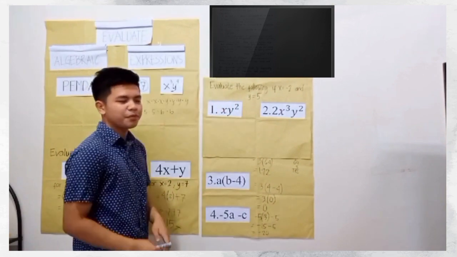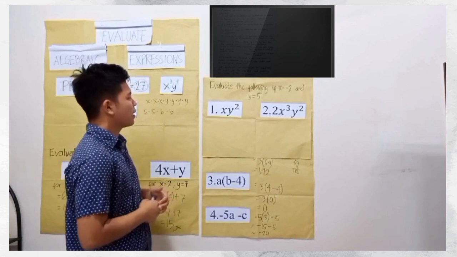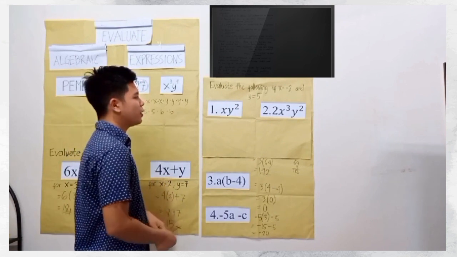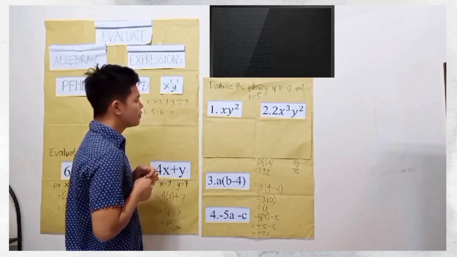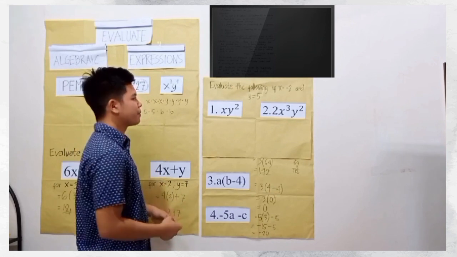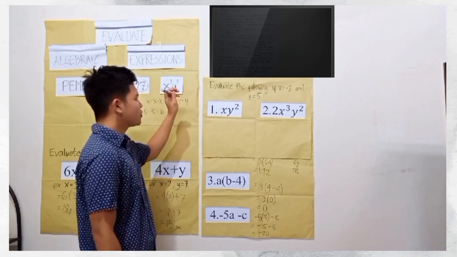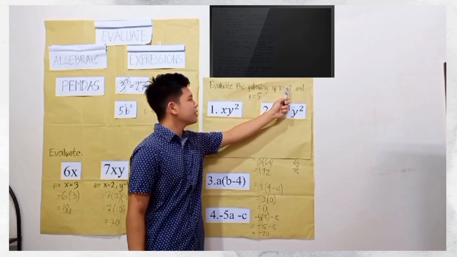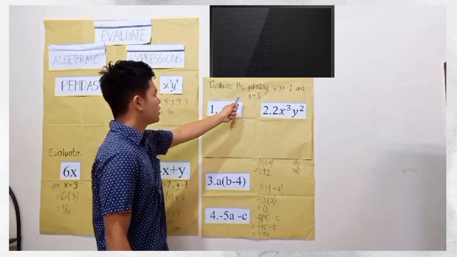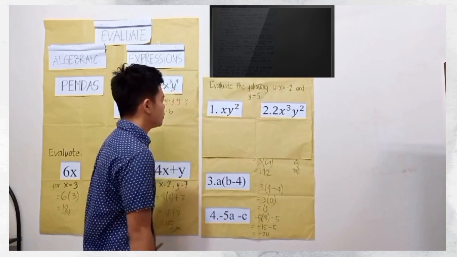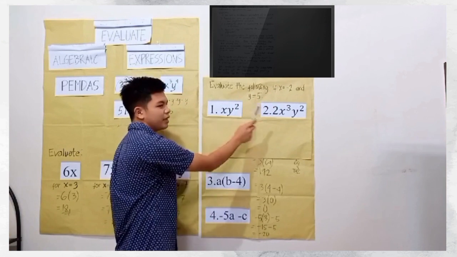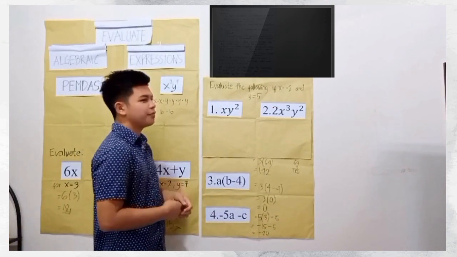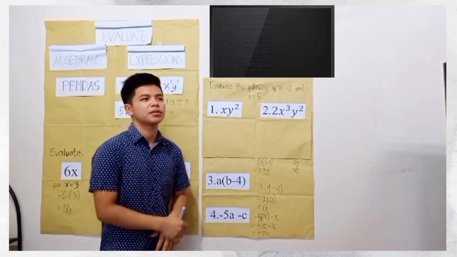Okay, each group must prepare 1/2 crosswise paper, and you are going to solve this problem. You have to evaluate the following. If x is equal to negative 2 and y is equal to 5, you have to answer number 1 and number 2. I will give you 15 minutes to answer.